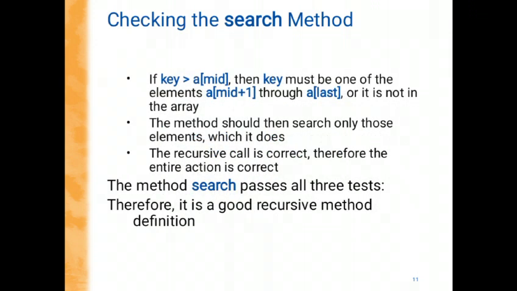If key > A[mid], then key must be one of the elements A[mid+1] through A[last], or it is not in the array. The method should then search only those elements, which it does. The recursive call is correct, therefore the entire action is correct. The search method passes all three tests.